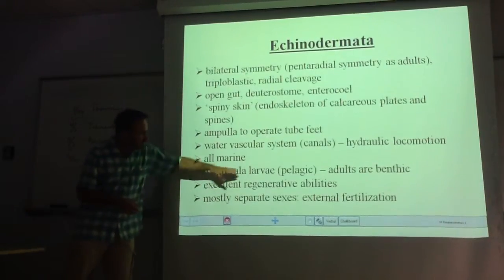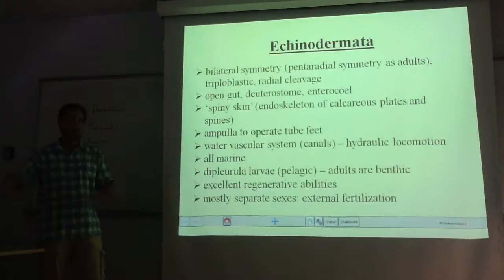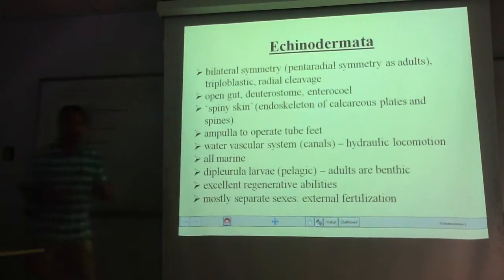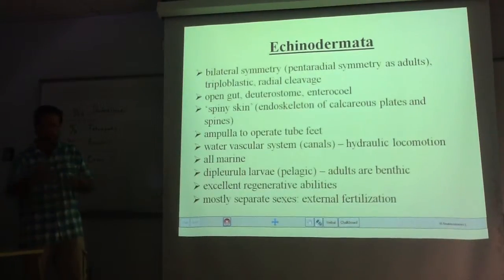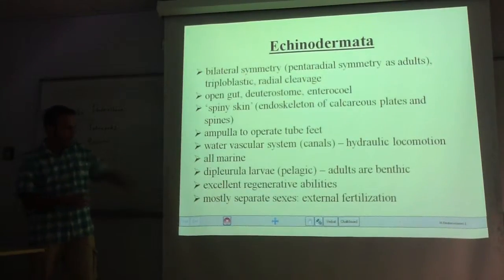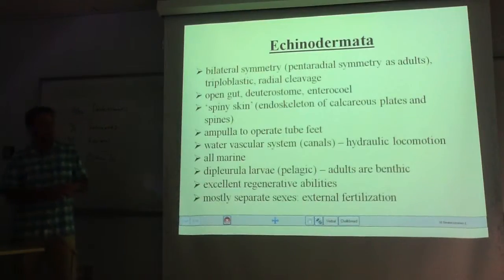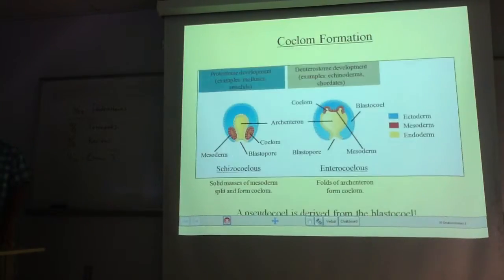Important to notice that the larvae swim around. The adults, though, are benthic, not sessile, because they move around, right? But they're benthic, they live on the bottom. Because they have really simple body plans, they tend to regenerate really well. You probably know that about starfish, that they can regenerate. Sometimes if you have enough of the oral disc, it can regenerate a whole starfish from an arm and part of the oral disc. They typically have separate sexes and external fertilization, so they shed gametes into the water and sperm and egg fuse somewhere outside in the water.